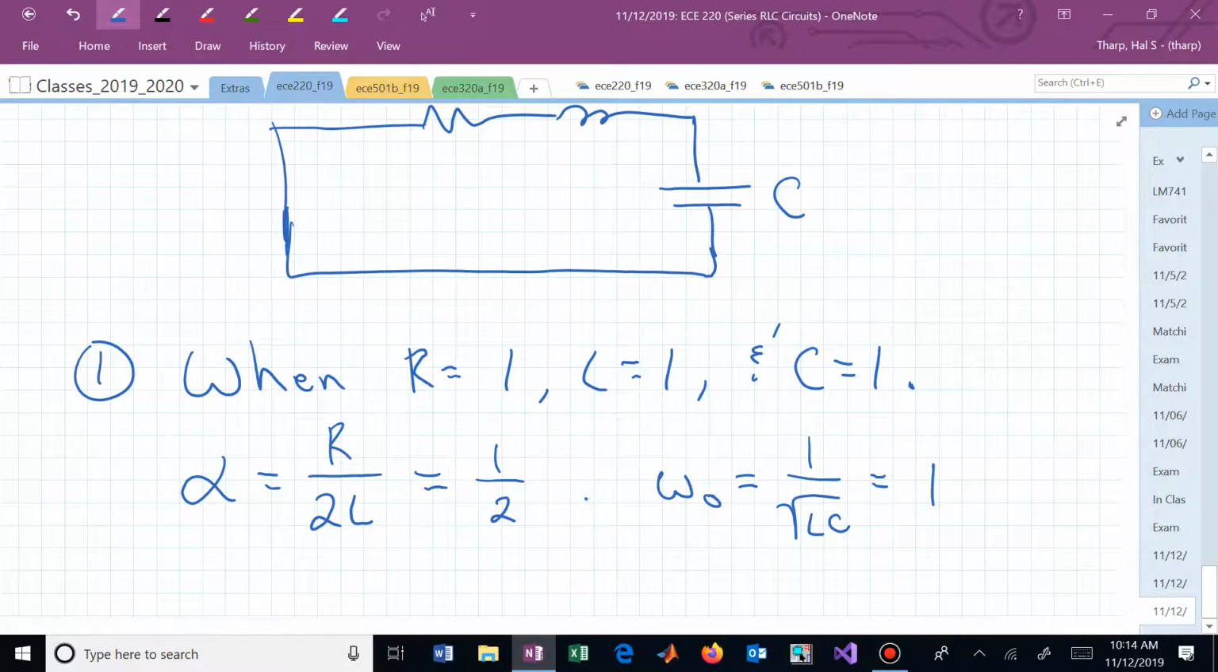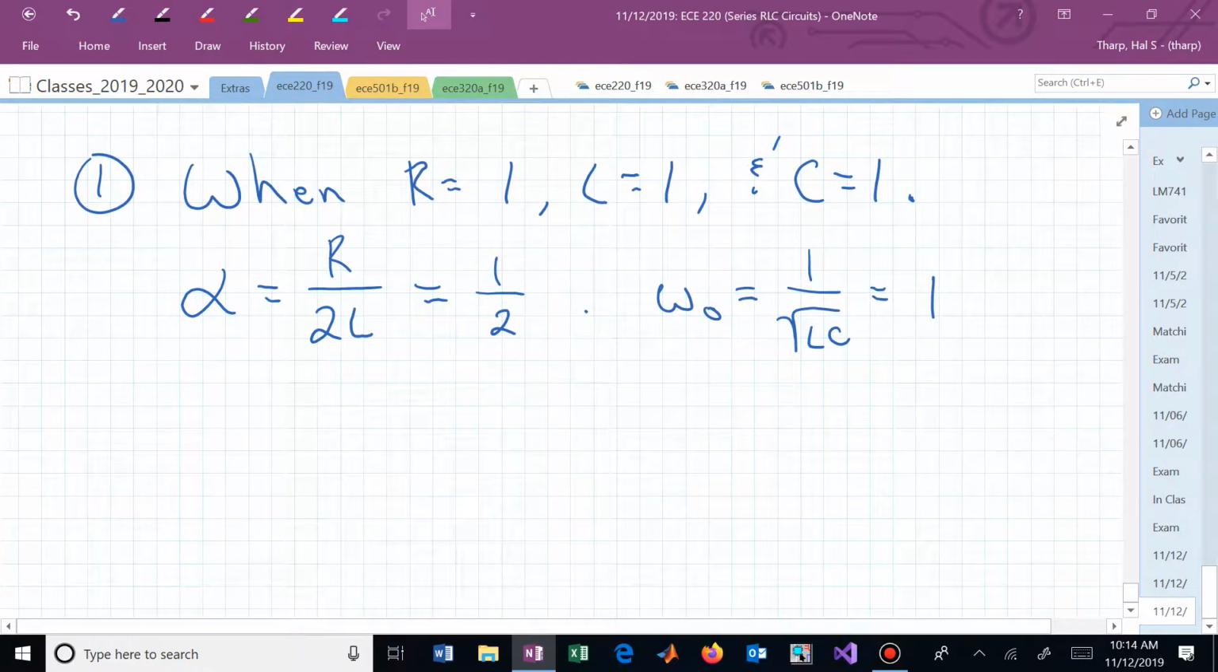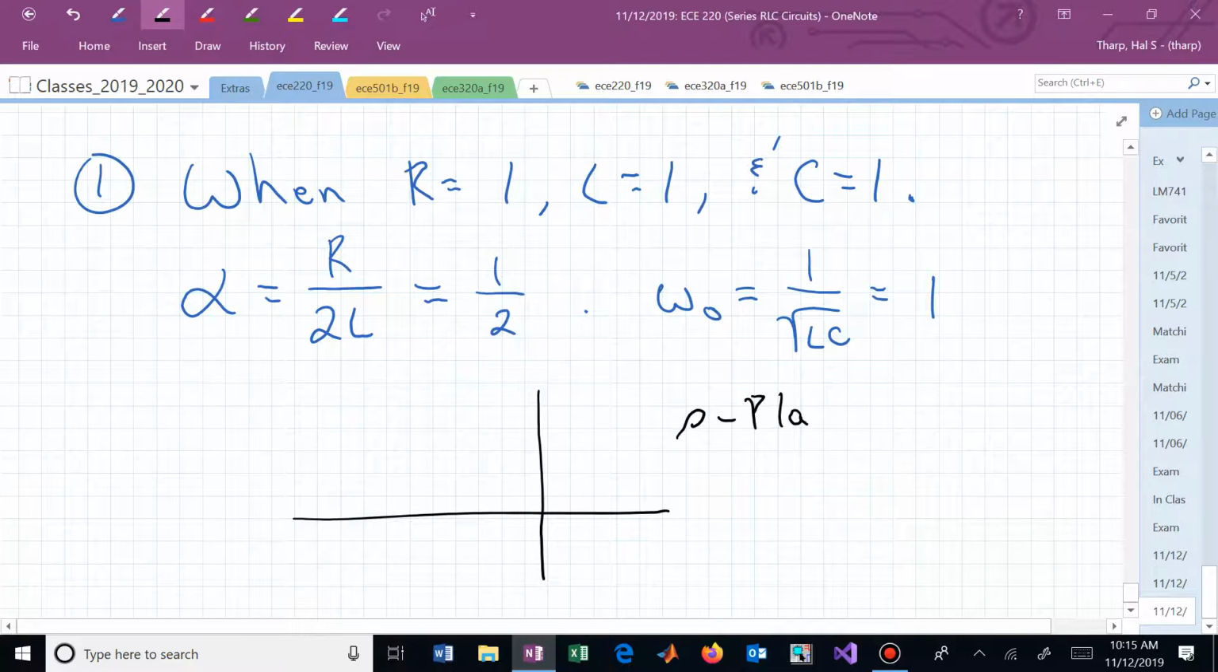Okay, the results. Omega naught is 1. So we're 1 away from the origin. What kind of a structure do we have? Now we're 1 away from the origin. Our damping is 1/2. How do we determine what structure we have? We're usually comparing alpha squared and omega naught squared. What's alpha squared?